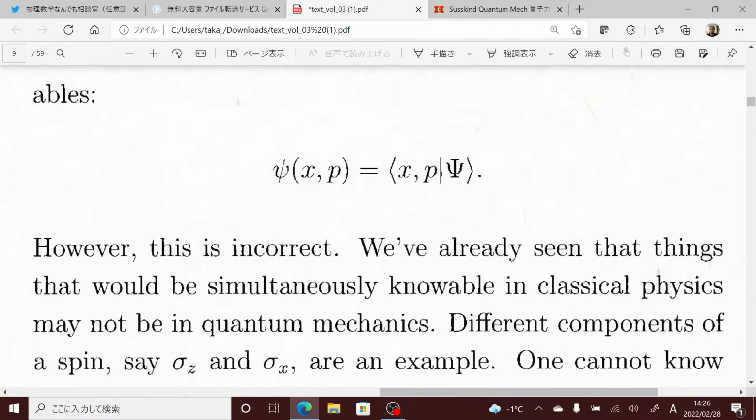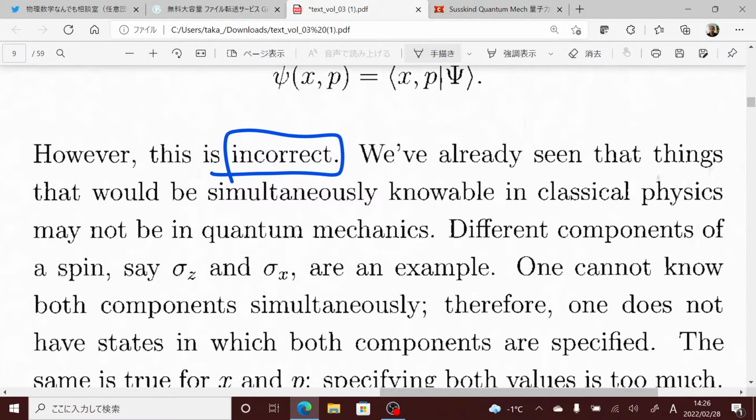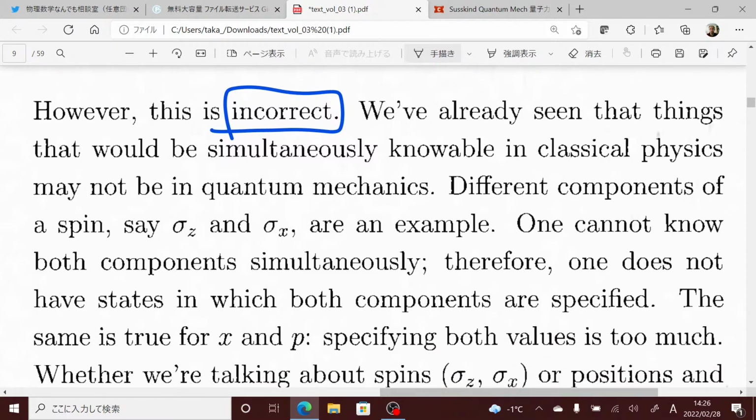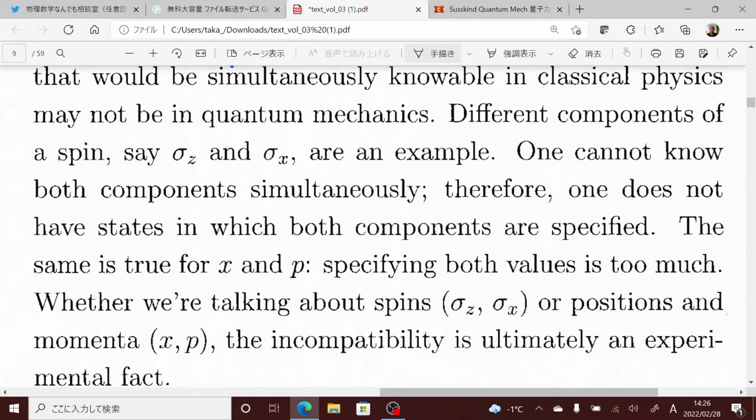However, this is incorrect. We've already seen that things that would be simultaneously knowable in classical physics may not be in quantum mechanics. Different components of a spin, say sigma z and sigma x, are an example.